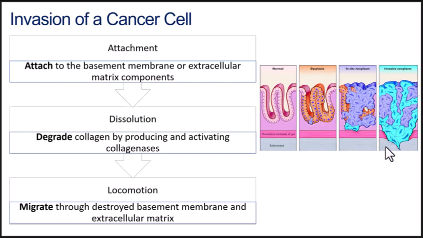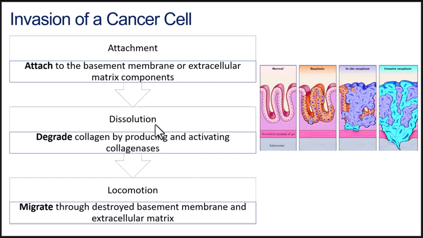Now, how does this invasion happen? Well, let's look at some of the basic steps. First of all, the cancer has to attach itself specifically to the basement membrane. So remember, the basement membrane is the foundation that the cells, in this case epithelial cells, lie on. So it attaches itself to the basement membrane and/or the extracellular matrix, so the stuff around the cells. And then what's going to happen is dissolution, dissolving of the basement membrane. And this is done by degrading collagen with collagenases. These are enzymes.